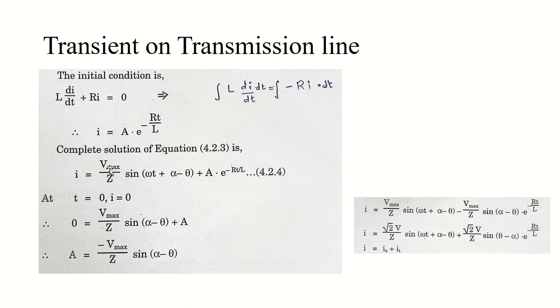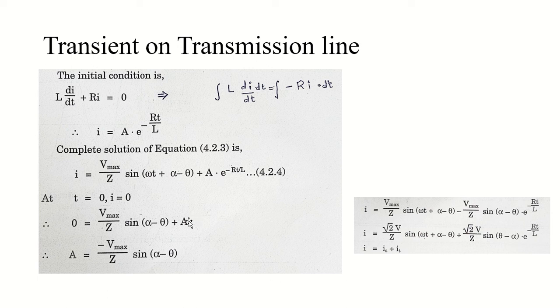So 0 will be equal to V max by Z sin, with t equal to 0, so this term omega t will become 0, alpha minus theta. So 0 is equal to V max by Z sin(alpha minus theta) plus A e raised to minus RT divided by L. Now t is equal to 0, which means e raised to 0, and anything raised to 0 is equal to 1. So we will be left with A only. So it will look like this.